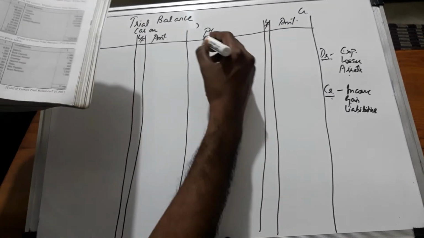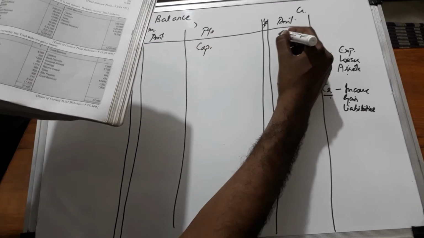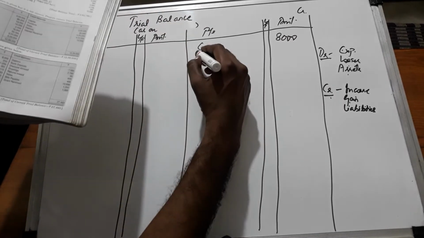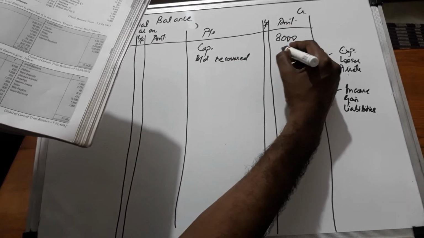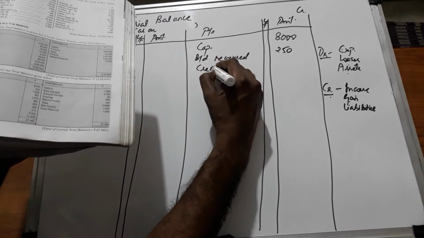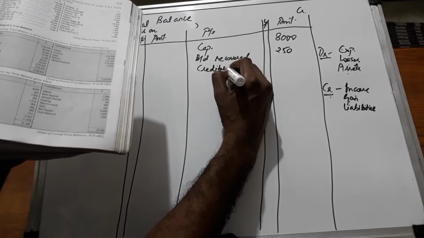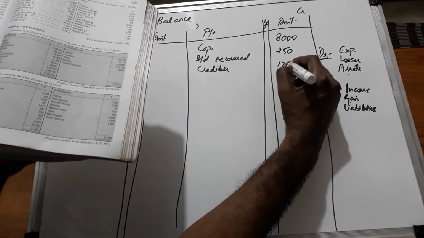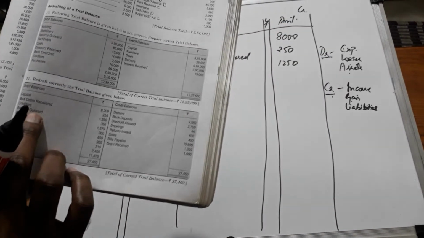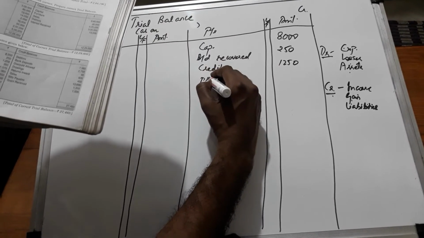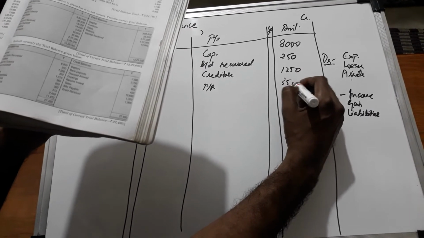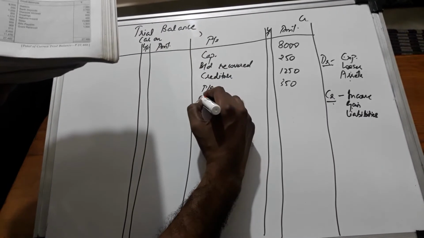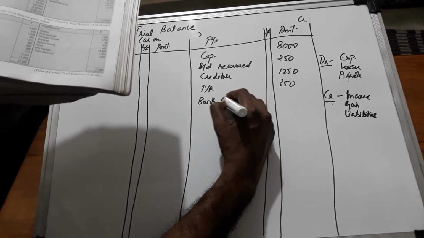Capital is a liability for the business. Bad debts recovered, income for the business. Creditors, liability for the business. Return outward means purchase return. Purchase return is a deemed expenditure for the business. Bank overdraft, liability for the business, that is a current liability for the business.